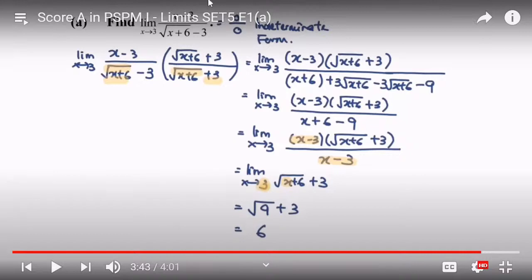Okay, so next, we move on to B. Question 1B.